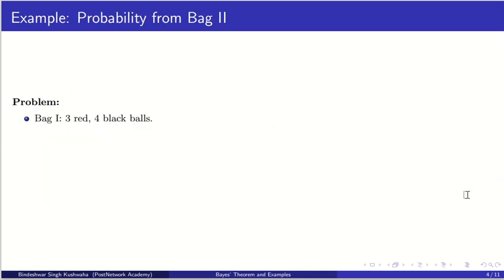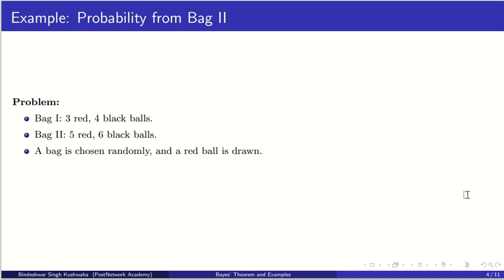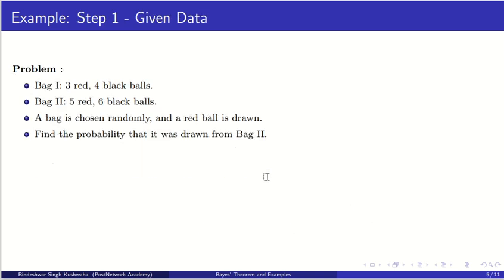Let us see an example. Bag 1 has 3 red and 4 black balls, and bag 2 has 5 red and 6 black balls. A bag is chosen randomly and a red ball is drawn. Find the probability that it was drawn from bag 2.